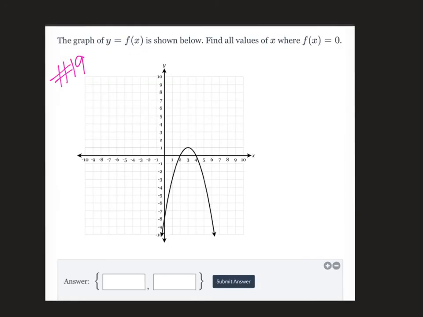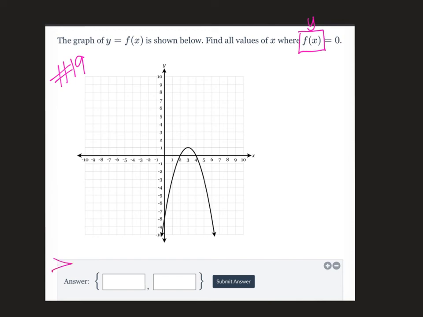All right, be really careful on these because it's the same as we did in the last one. It's giving you f of x again, which again is in place of y. So they're wanting to know what value or values in this graph have y equal to 0. We're wanting to know the x values.